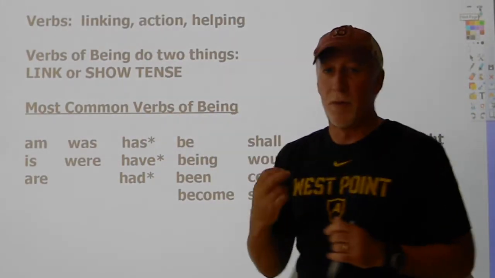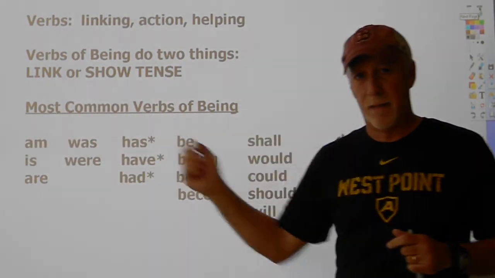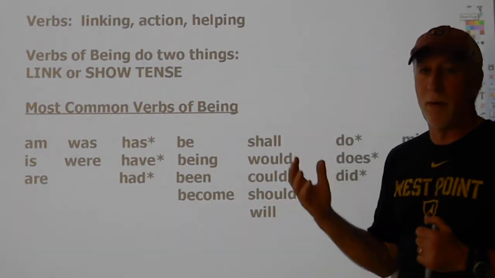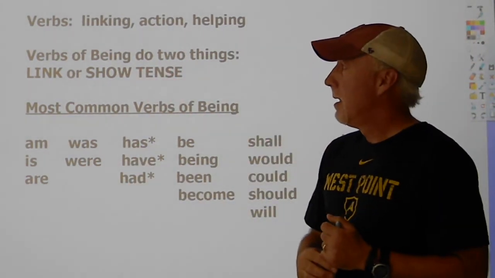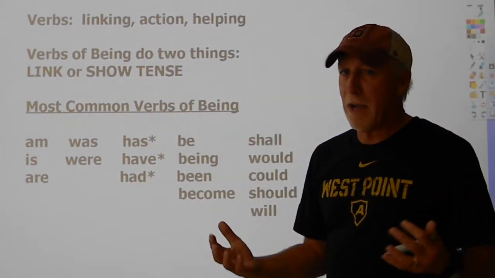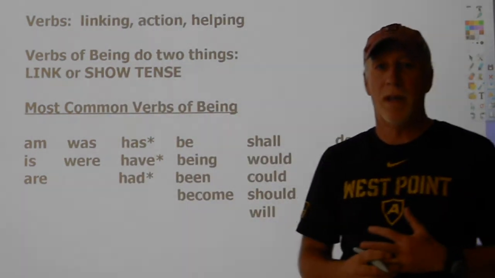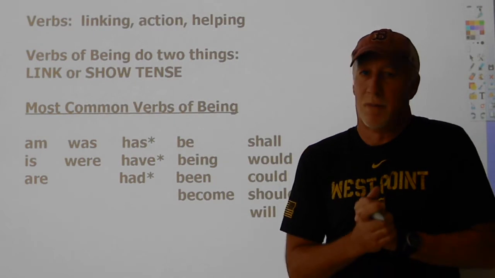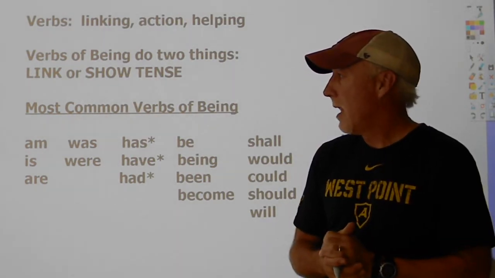Verbs of being do two things. They either link or they show tense. Okay, it's really important that you understand this. They link or show tense. Action verbs, again, they perform an action. Verbs of being do two things, link or show tense. This will be one of the first questions on one of the first quizzes, grammar tests that we have.